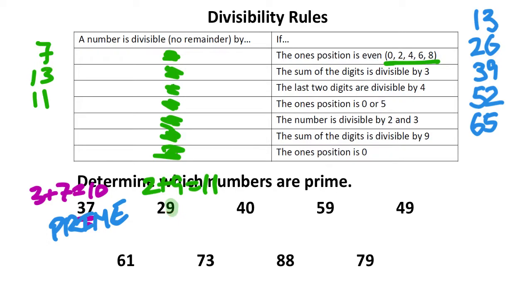Is it divisible by 13? Well, it's not on our list. And that's why we have the list there to help us out with that type of problem. So right here, we're going to say that it's prime.